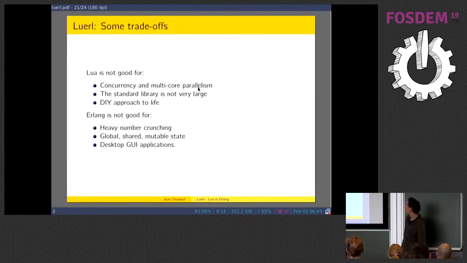Some trade-offs of both languages. Lua is commonly not good for concurrency and multi-core parallelism. The standard library is not very large and gives you a do-it-yourself approach to life, which is not a very bad thing. It's just the way it works. Erlang is not good for heavy number crunching, global shared mutable state, or your common desktop GUI application or mobiles.